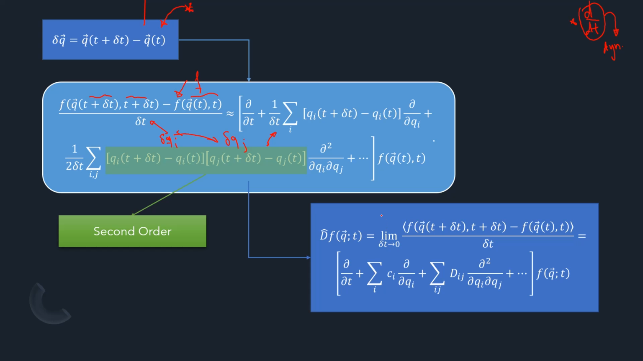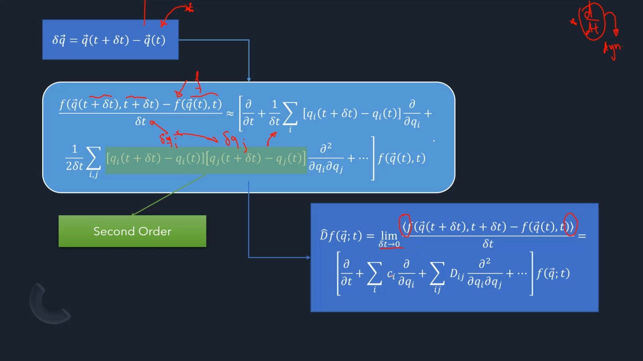We then may do the next step. The next step is to take the average. This average is very important. It will have enormous consequences later on. So we take these averages and take the limit as delta t goes to 0. Of course, we want a derivative.